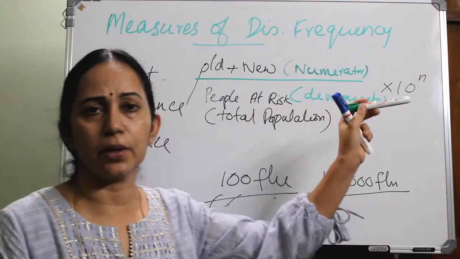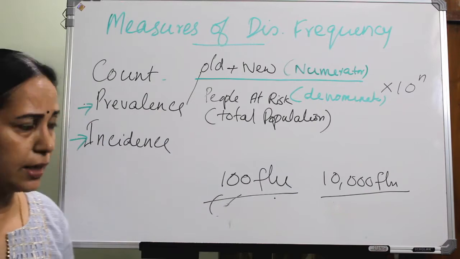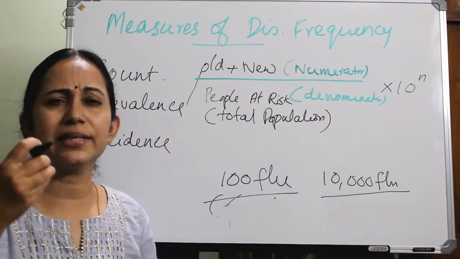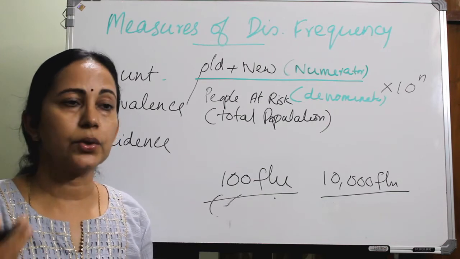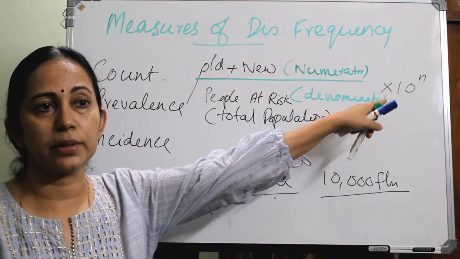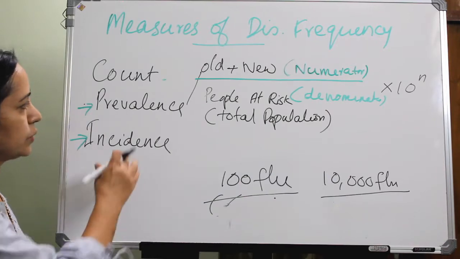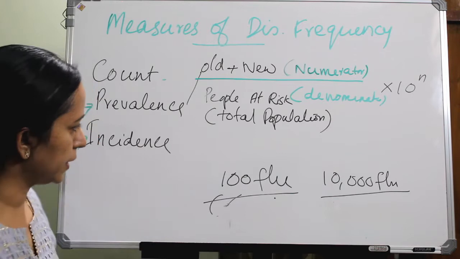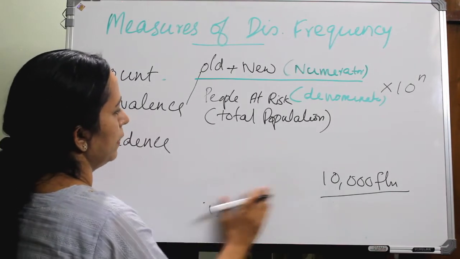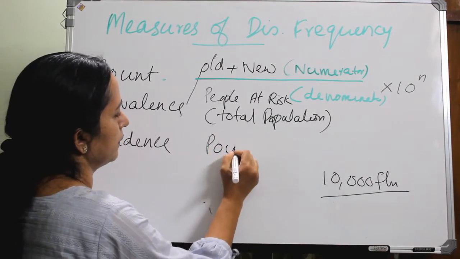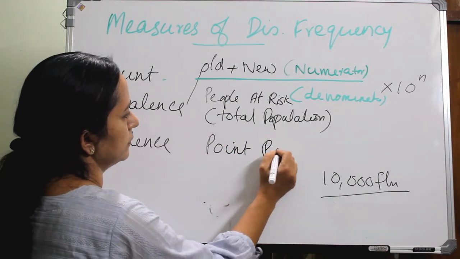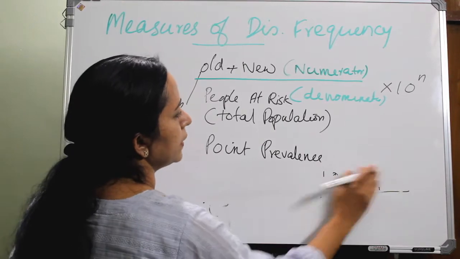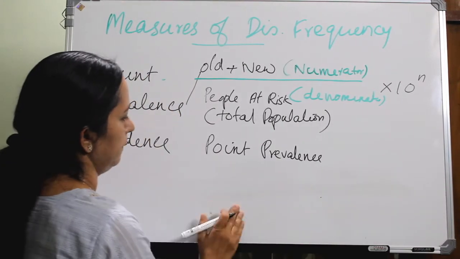A power of 10 is used because if the population is very large and the cases present are very few, we get a very small digit number. In order to avoid that, we multiply it with a power of 10. Okay, so that is prevalence. And this prevalence can be of two types. It can be a point prevalence, or it can be a period prevalence.